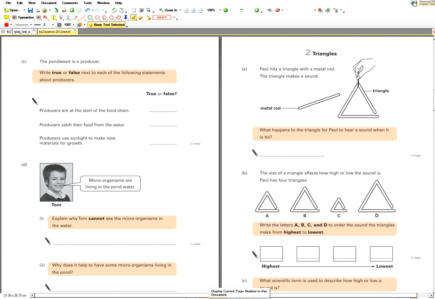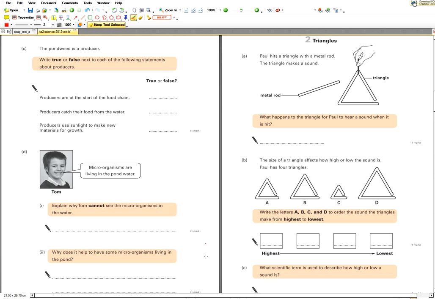Okay, let's move the page down a little bit. Next one. The pondweed is a producer. Write true or false next to each of the following statements about producers. We've talked about predators, now we're talking about producers. Producers are at the start of the food chain. True or false?